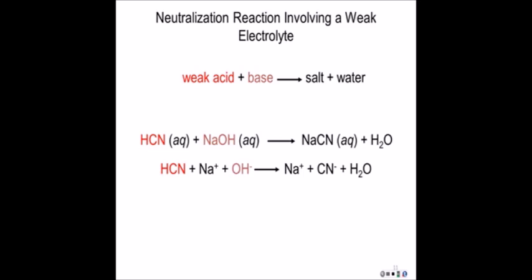Now what ions can I eliminate? Well, I can eliminate the sodium. And that looks about it. So my net ionic equation then looks like this. It's a little bit different than the one we had in the previous slide. But you notice again, we're making water. We're making cyanide.